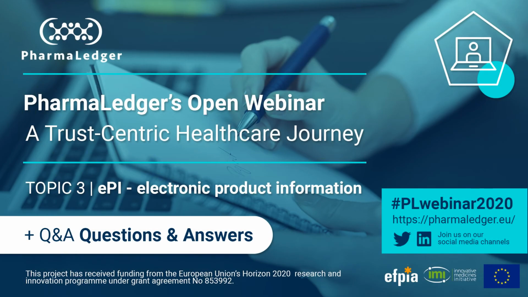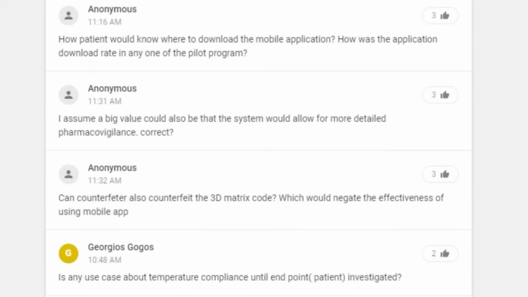Excellent, thank you. Our next question says, I assume a big value could also be that the system would allow for more detailed pharmacovigilance. Is this correct? I don't know who would like to take that one. Short answer, yes. So just take adverse effects, right? If you're taking a product and something has happened, through an electronic leaflet, you would be able to find the section for reporting adverse effects or for reading up on it about what to do, and then click a link directly to report it, which would be very, very much faster.